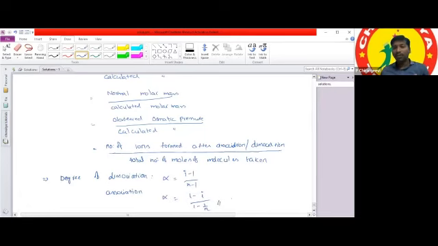Okay, based on this, tomorrow we are going to solve some questions, and this Sunday you have a full colligative properties test. Tomorrow we are going to practice only numericals based on colligative properties. Clear?